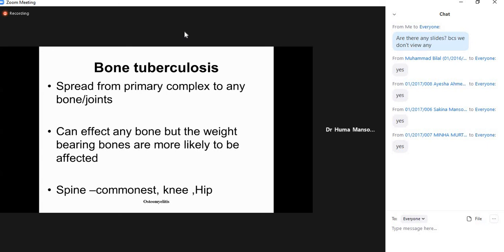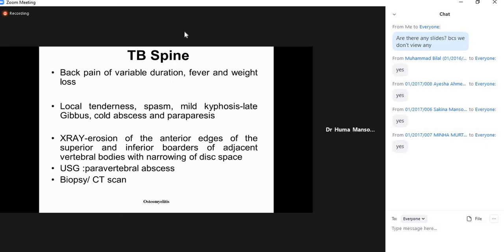It can affect any bone, but the weight bearing bones are more likely to be affected. Spine is the commonest, always remember. And then it is followed by the knee and the hip. So the weight bearing joints are affected. In tuberculosis, most commonly it affects the spine. So there is back pain of variable duration, fever and weight loss.